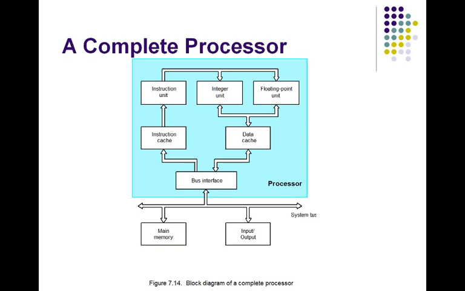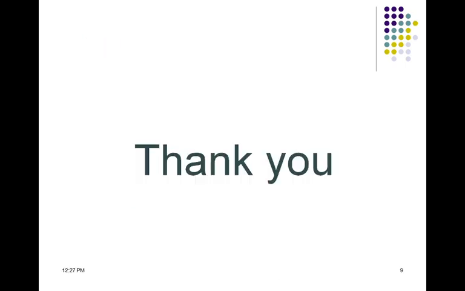Although we have shown just one integer and one floating point unit in this figure, a processor may include several units of each type to increase the potential for concurrent operations. The way in which multiple units can be organized to increase the rate of instruction execution was shown in the previous discussions. So this is all about hardwired control and a complete processor. In the next class I am going to discuss microprogrammed control in detail. Thank you.